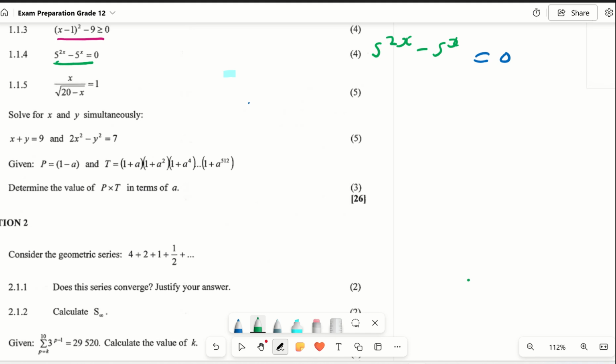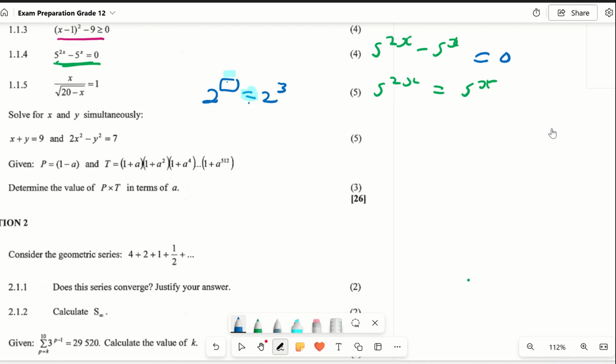So we've got 5 to the power 2x minus 5x equals 0. Then you can take the 5 to the right-hand side. And as I said, from grade 1, 2 to the power empty box equals 2 to the power 3. What's missing in the empty box? It is 3.